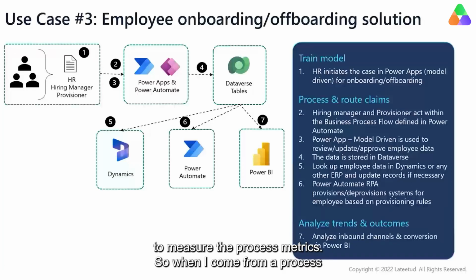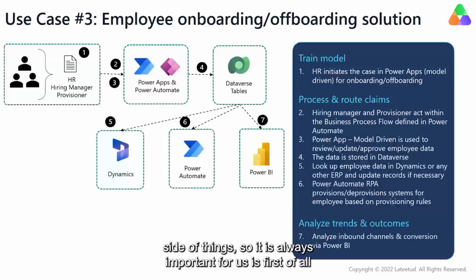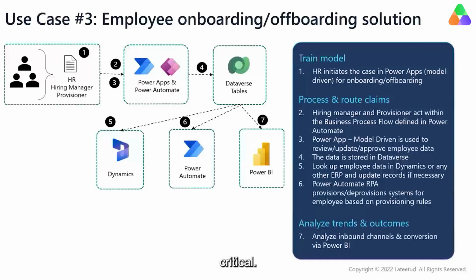So I come from a process side of things, so it is always important for us to first of all define the process, make sure the process is being followed, and then you improve the process. Those are the three major aspects of process, right? And when you're defining the process, you're trying to figure out what are the non-value adding steps that you're taking that can be automated, right? People should be performing steps which are value adding, and that's where this entire framework of using these capabilities to meet those three objectives is very, very critical.